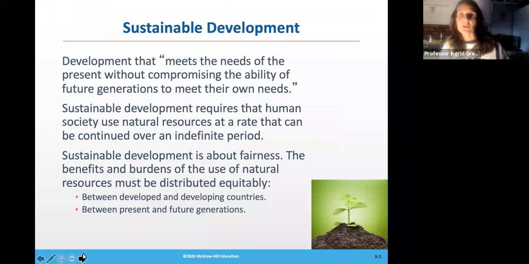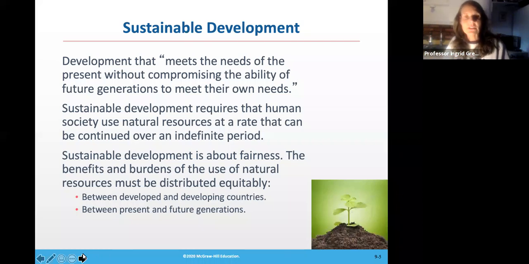So as we spoke about in the first slide, sustainable development, what is that? Development that meets the needs of the present without compromising the ability of future generations to meet their own needs. Sustainable development requires that human society use natural resources at a rate that can be continued over an indefinite period of time. That's a big to-do item, right, on all of our tasks, right? Indefinite period of time, right? How much time are we going to have? How many trees do we have left to cut down? How many coral reef areas do we have to protect from pollution? So we need to think about these things lasting forever.